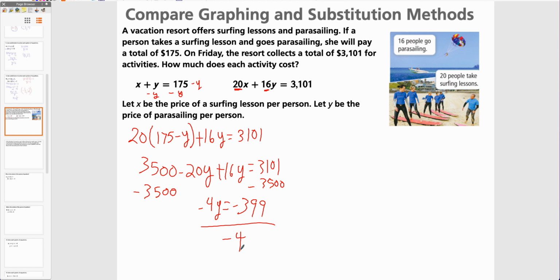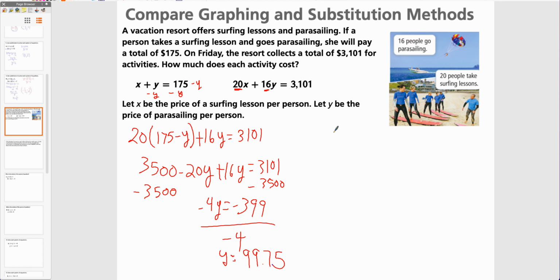That's the Y, and the Y is parasailing. So Y equals 99.75. Okay, and then we can solve. Can you just do 99 3/4? Yes, but since it's money, I would do it as a decimal, but I wouldn't count it wrong if you put 3/4. Now we just take 175 minus 99.75.